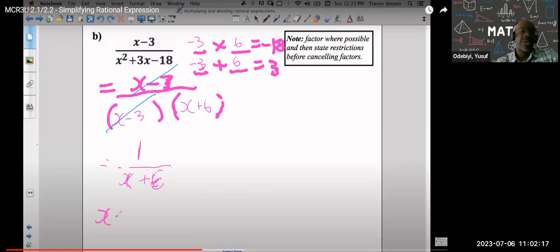So restrictions are x cannot equal 3 and cannot equal -6. Okay, I had to go back to the original, not just here. If I just look at here, I'm just going to have x plus 3 and I can say it can't equal -6, but no, I had to go back to the original up here, where x cannot equal 3 or -6, okay?